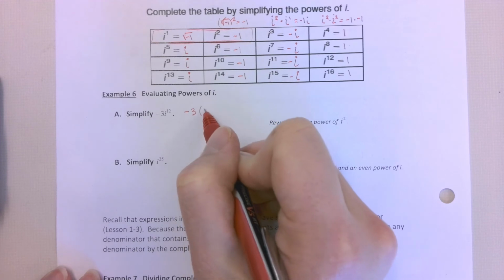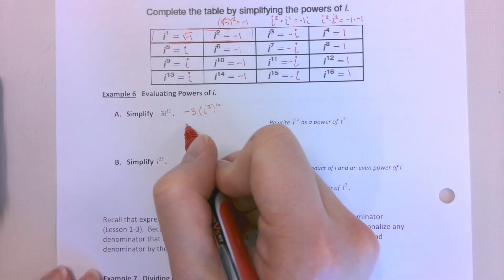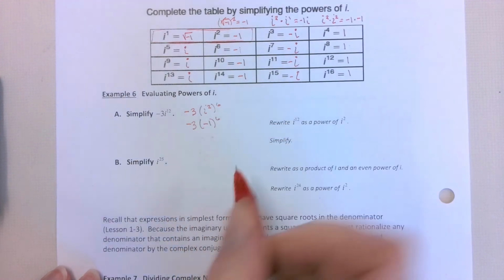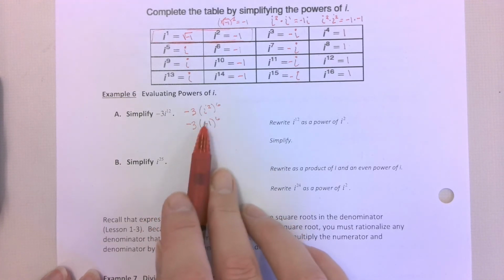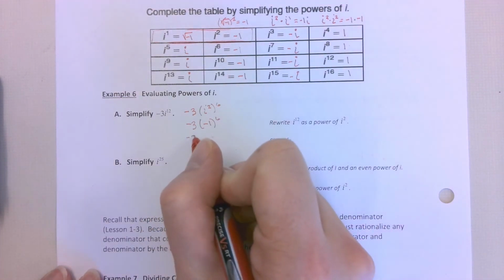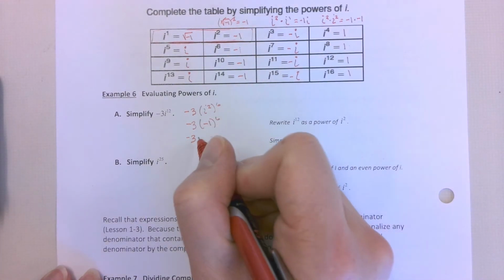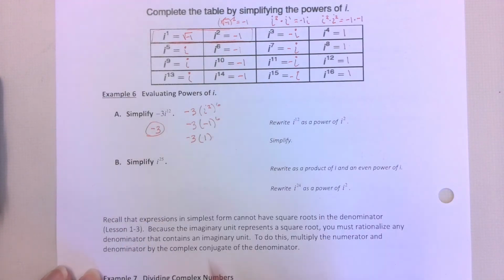So it would be i squared to the 6. Well, this is negative 3 still staying, and this would be negative 1 to the power of 6. Now, order of operations, you cannot multiply until you address your power. So the negative 3 is staying, and then negative 1 to the 6 is going to be a positive 1. So the final answer is negative 3.